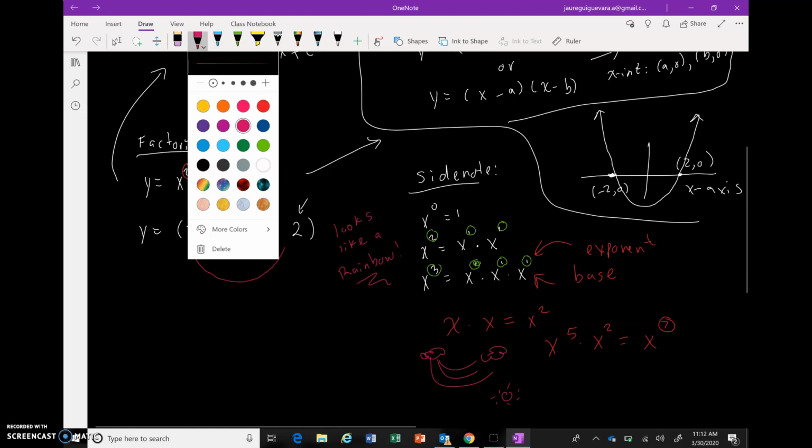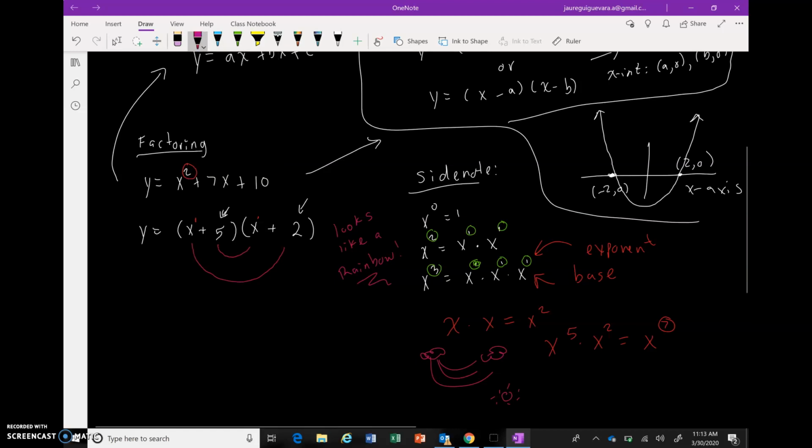Let me use purple. So you go ahead and do this to check your work. 5 times x would be 5x, 2 times x would give you 2x, and if you add these two up, 5x plus 2x gives you 7x. And the 7x is what corresponds to your term right there in the middle. So this is called factored form because when you checked it, it gave you 7x.